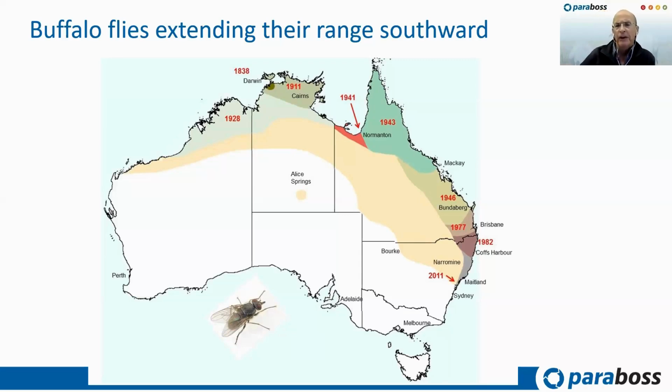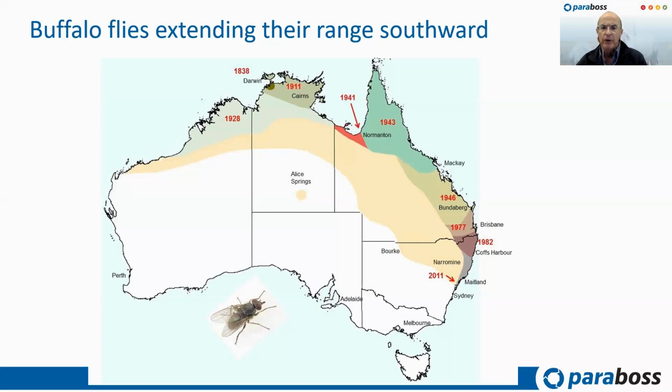This was about 1946, and that range was maintained until about 1974, and then they took off again, probably for three reasons: a series of wet years, the use of amitraz for ticks, which doesn't have any effect on buffalo flies, and because at that stage the requirement to treat animals for ticks before moving them was removed.